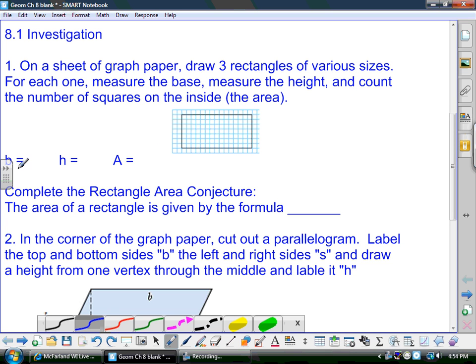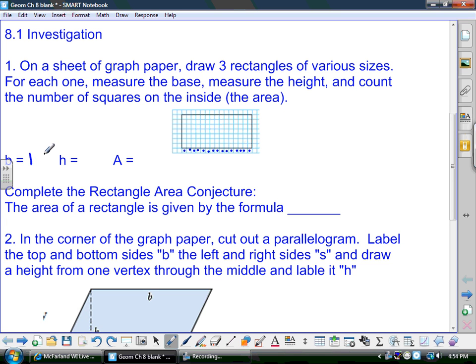There's one rectangle here as an example, so if I was using this rectangle, I would draw it out, and then I would figure out what's the base. In this case, the base is 1, 2, 3, 4, 5, 6, 7, 8, 9, 10, 11, 12, 13, 14, 15 units long. The height is 1, 2, 3, 4, 5, 6, 7 units long. And then I'm going to count up every single square on the inside of the rectangle because that's going to be the area.